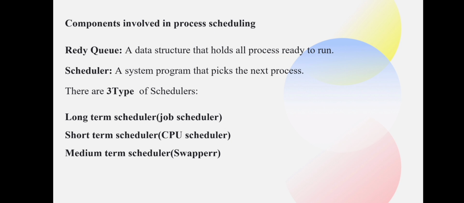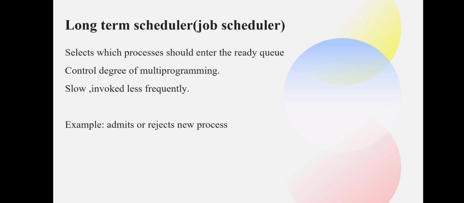Components involved in process scheduling. Ready queue is a data structure that holds all processes ready to run. Scheduler is a system program that picks the next process. There are three types of schedulers: long-term scheduler, short-term scheduler, medium-term scheduler. The long-term scheduler, also called the job scheduler, is responsible for deciding which process should be admitted into the system for execution.